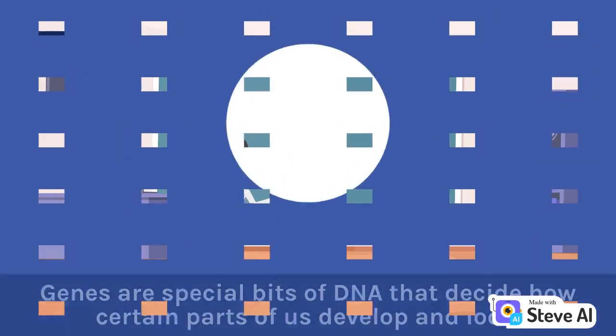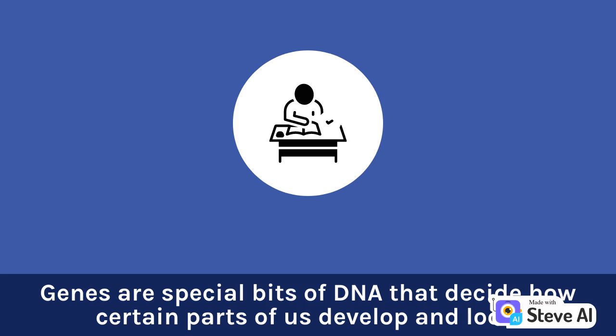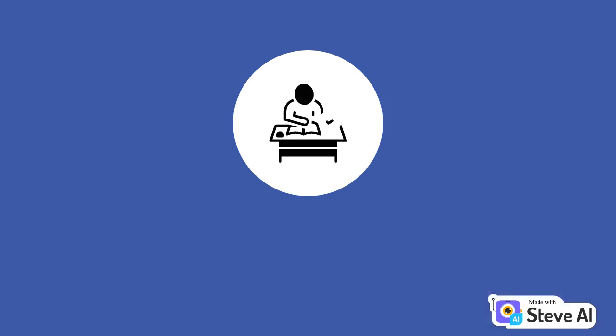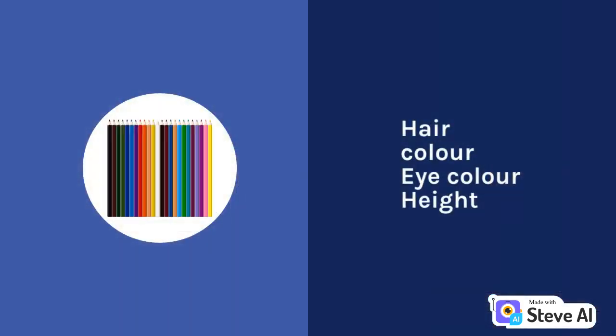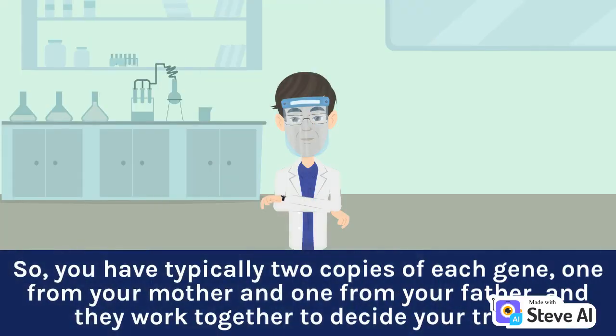Genes. Genes are special bits of DNA that decide how certain parts of us develop and look. For example, genes decide things like hair color, eye color, height. So, you typically have 2 copies of each gene, one from your mother and one from your father, and they work together to decide your traits.